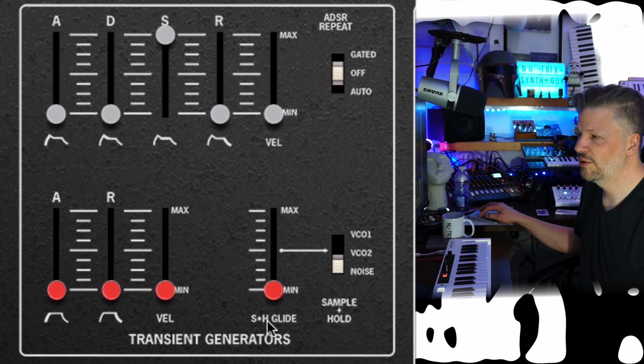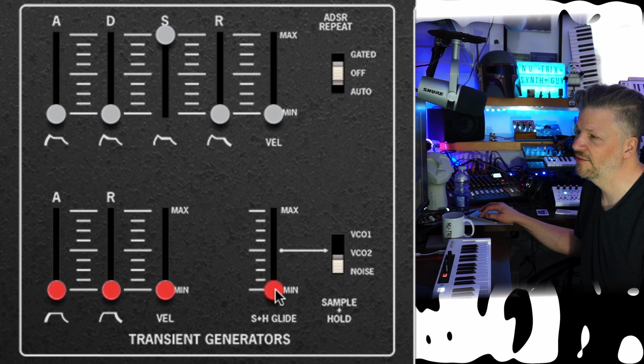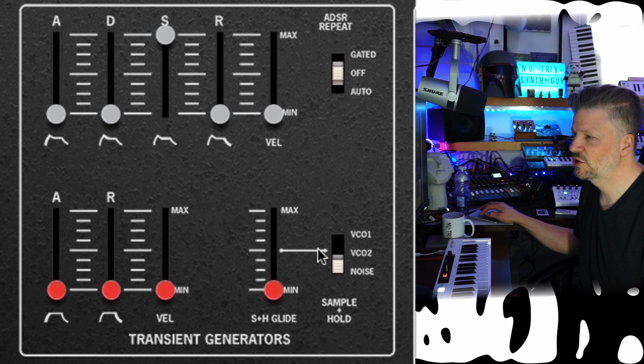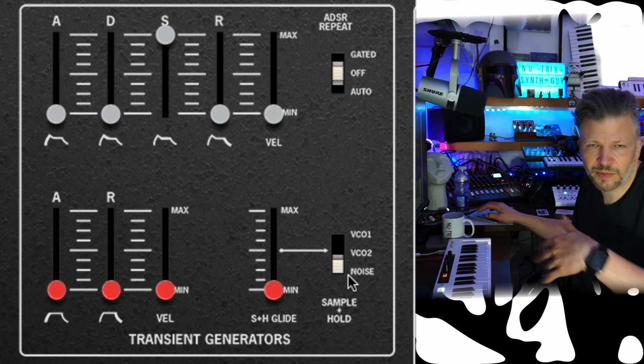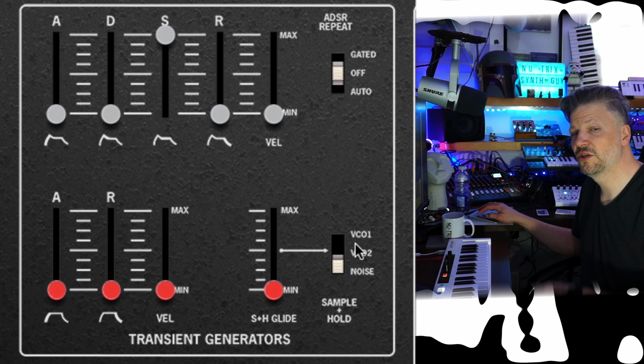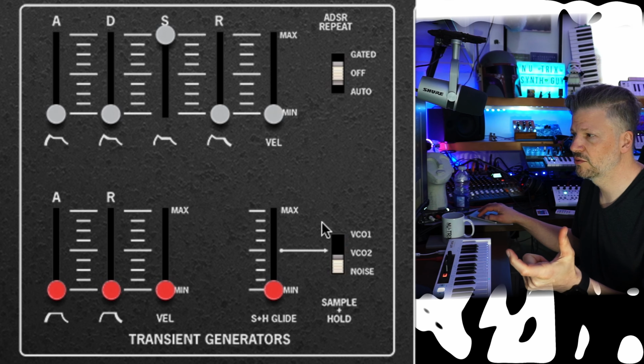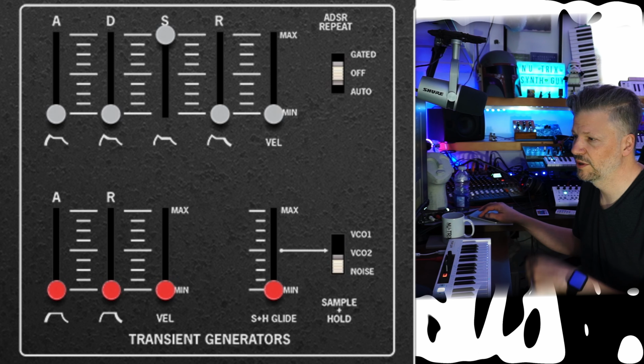You have a sample and hold, which is interesting because this one is a little bit more complex than what you used to have. You have a glider and you have a choice of source. Usually it's the noise by default that goes into it, but now you've got the noise, you've got the VCO2, VCO1. So you can use VCOs to be part of the sample and hold path if you want.